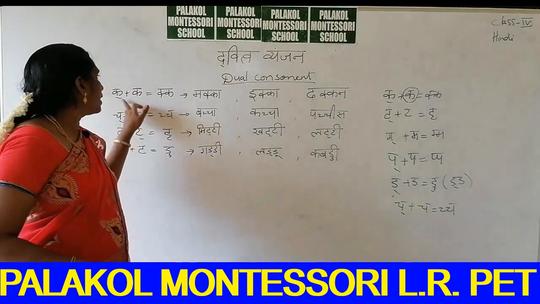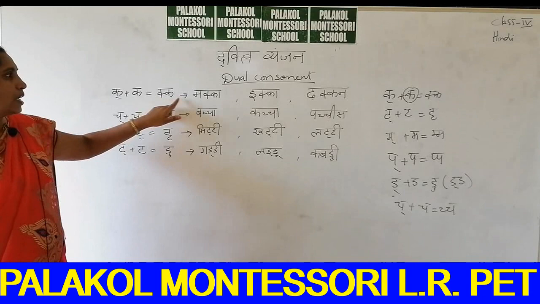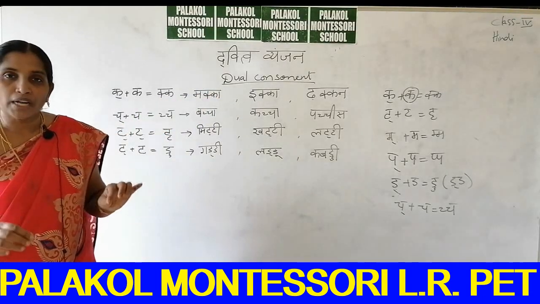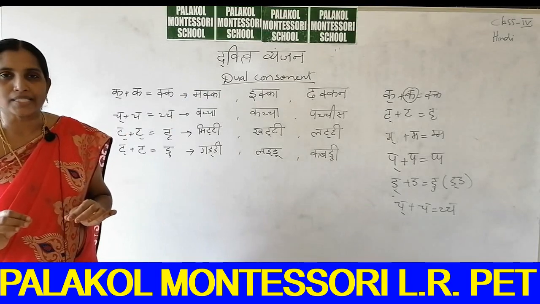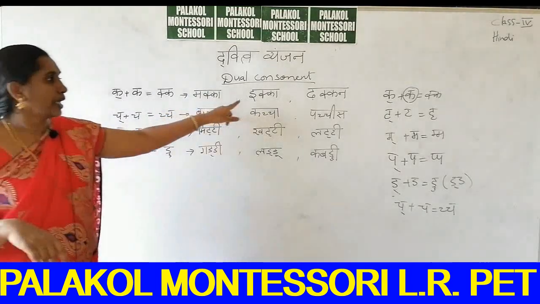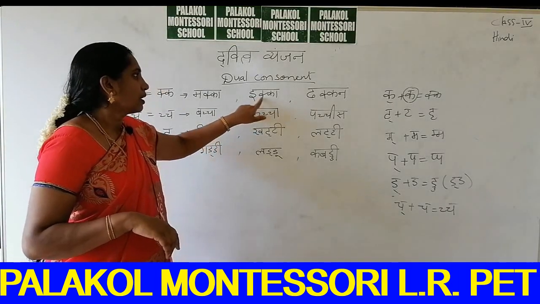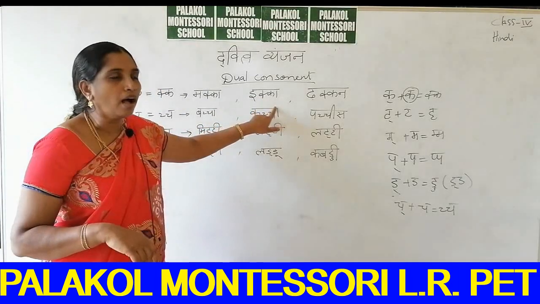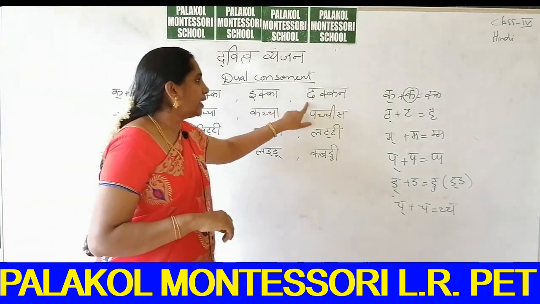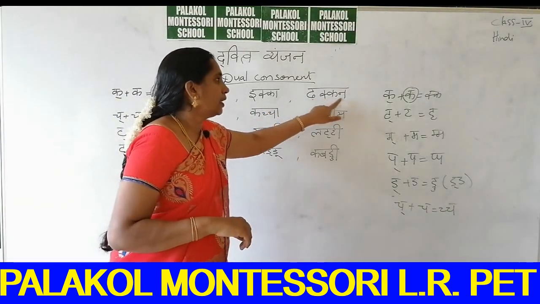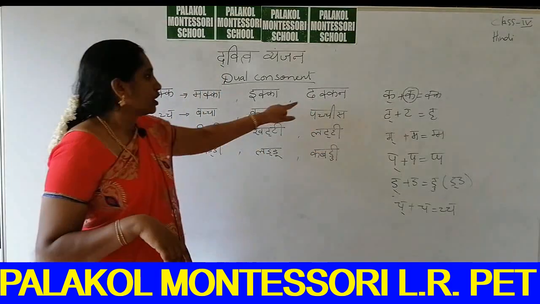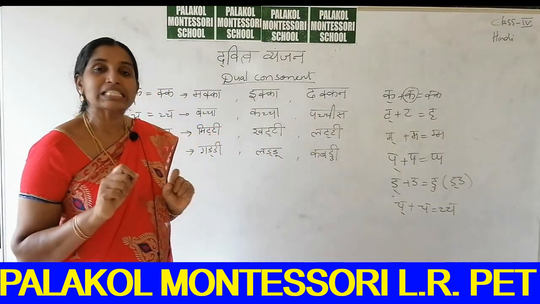So ka plus ka is equal to kka, which gives makka. Makka means maize, sweet corn. So ikka. Ikka means one. Dhakkan. What is this? This is a lid. Dhakkan means lid.